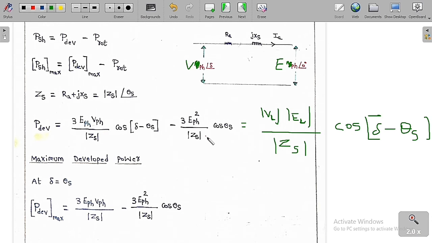So this is a very important equation. This is the power which is developed, the mechanical power which is developed. This is called the mechanical power which is actually developed.